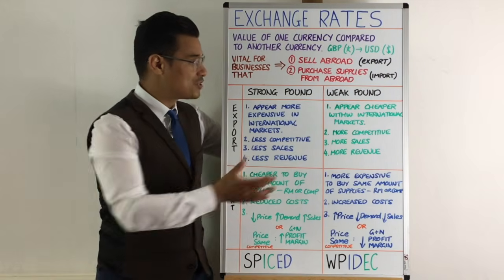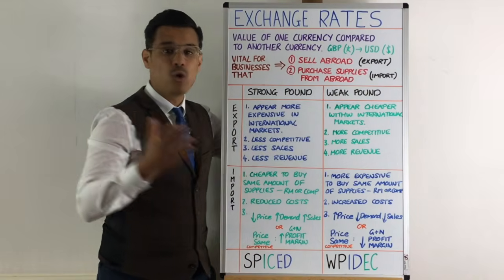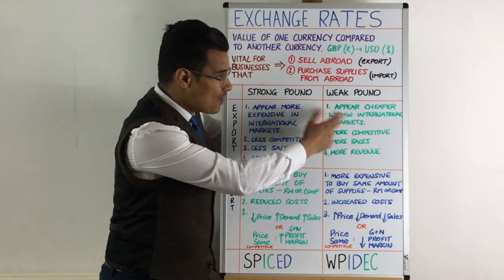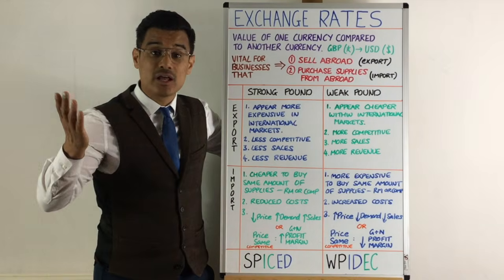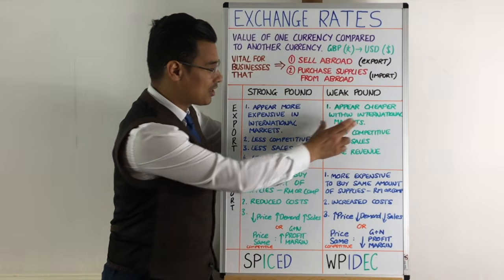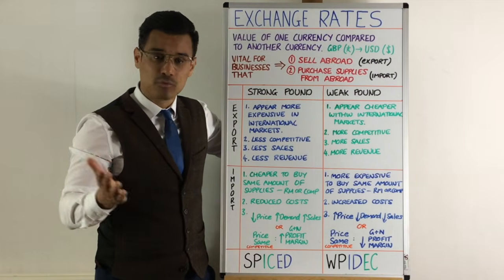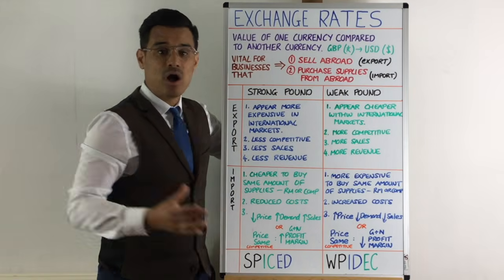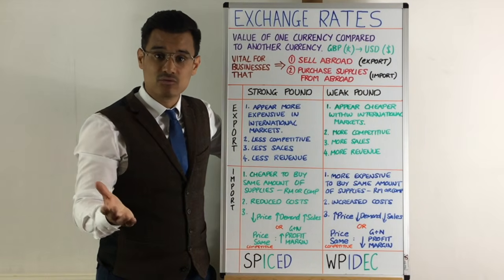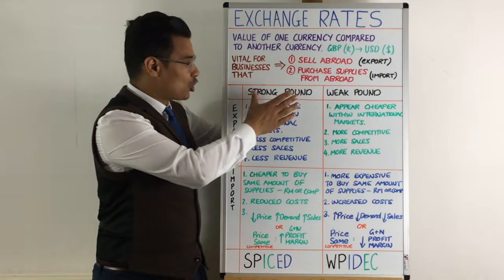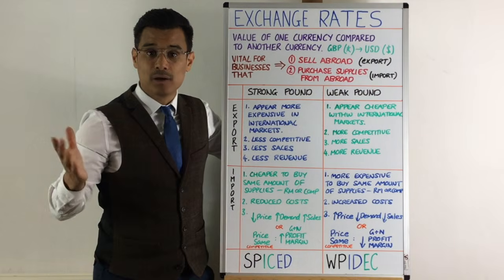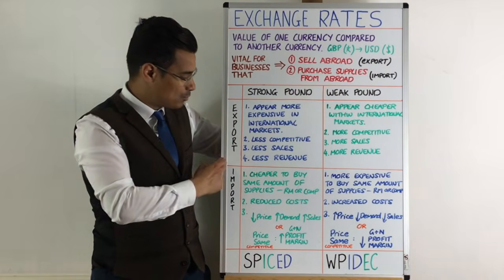But if the pound were to fall or become weaker, well then, firstly, it's going to be the opposite. You're going to appear cheaper in those international markets. As a consequence, you'll now be more price competitive. So that's going to result, hopefully, in more sales and more revenue. So whether you've got a strong pound or a weak pound, it has opposing effects if you export.